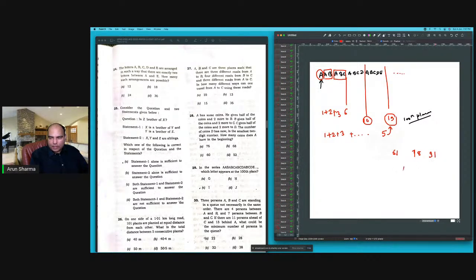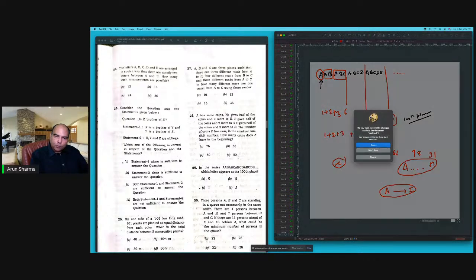13, 91. So 13 letters, that means the series up to M will end at 91. Then A, B, C, D, F, G, H, I. I will be the answer to this question, from 92 to 100. So I will be the correct answer. And that's option C.